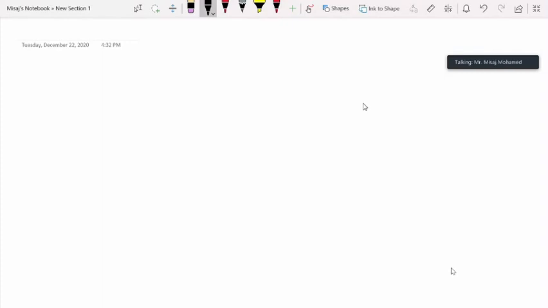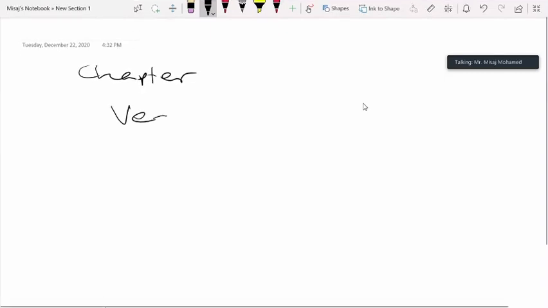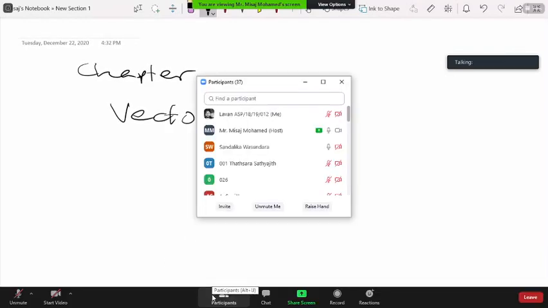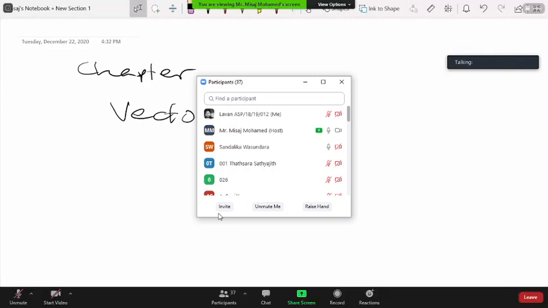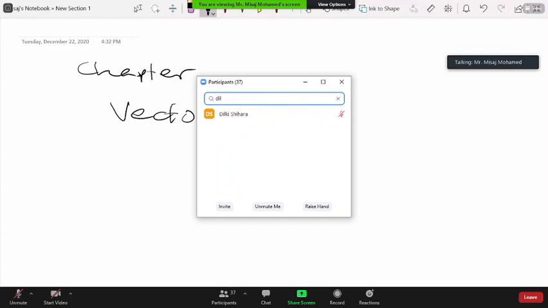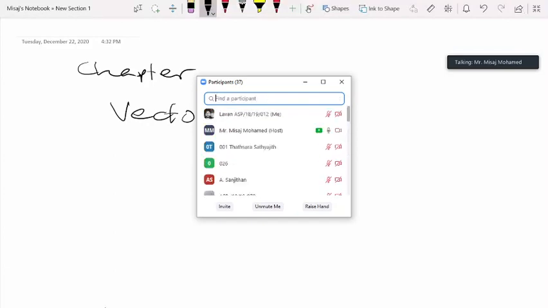Today I'm going to start the new chapter. Actually it is called a new chapter about vector spaces. Okay, so what do you know about vectors?